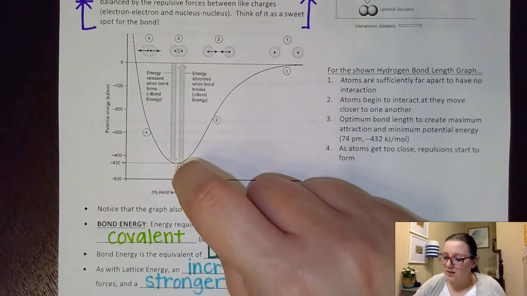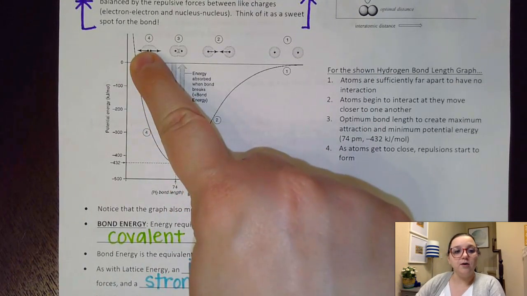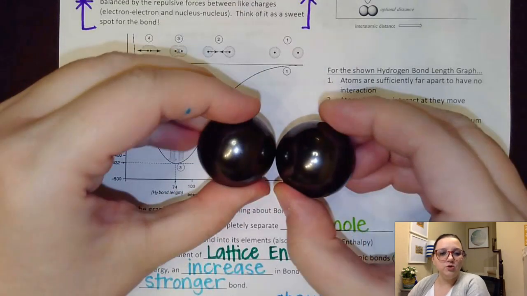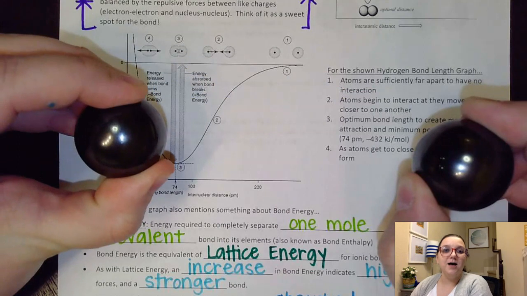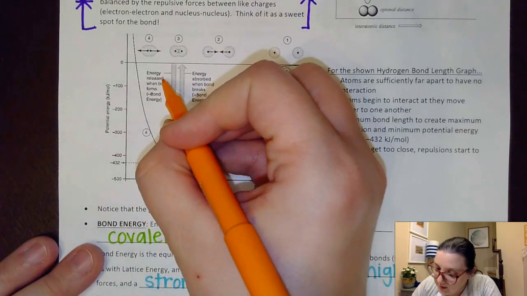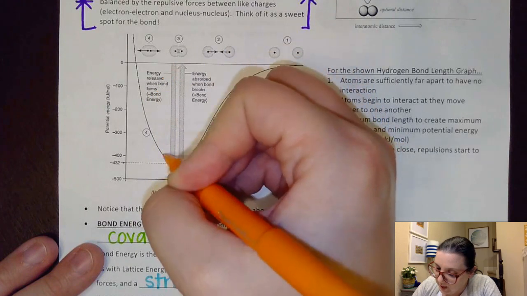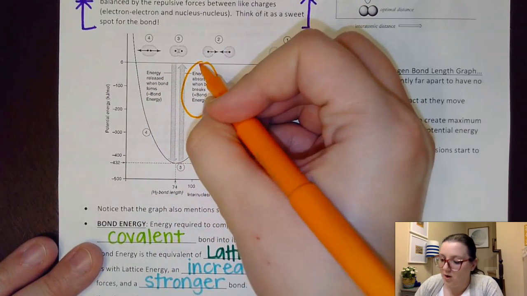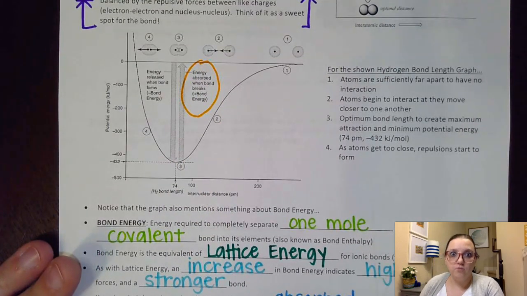But not only would it take an input of energy to bring them together, but if I wanted to bring them back apart, if I wanted to break that bond, I'm going to have to put in some energy as well. So you notice on this graph, they mentioned here the energy released when bond forms. So that's going down. But then here, the up is the energy absorbed when the bond breaks. That energy right there is our bond energy.